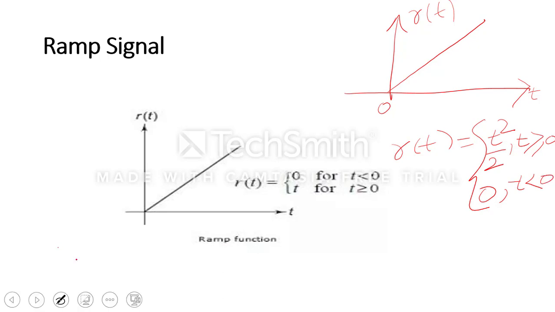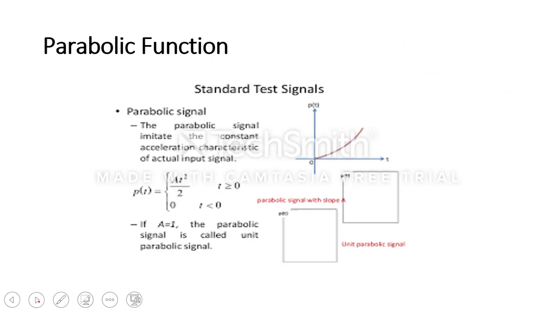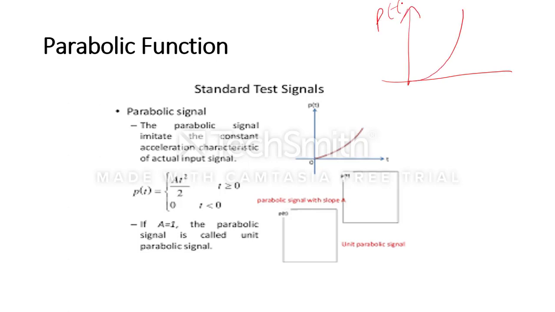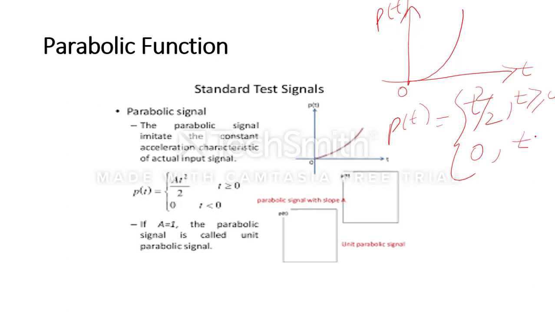So now last one is parabolic function. Parabolic function, we represent it using p(t). So p(t) is equal to, you can say, t square by 2. This is 0, this is time axis. So it is t greater or equal to 0 and 0 when t is less than 0.